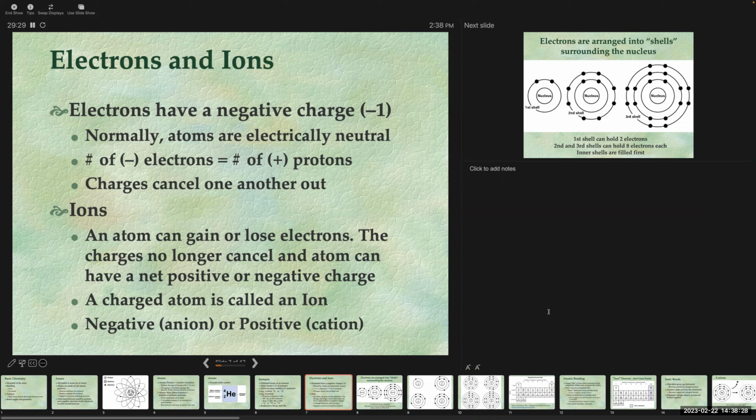On the other hand, some atoms will lose electrons. So they now have fewer electrons than protons, so they have a net positive charge. You've got more positive charge in the nucleus than they have negatively charged electrons to balance it out. So if you lose electrons and you end up with a net positive charge, we call that kind of ion a cation, if it has a +1 or a +2 or a +3 charge.